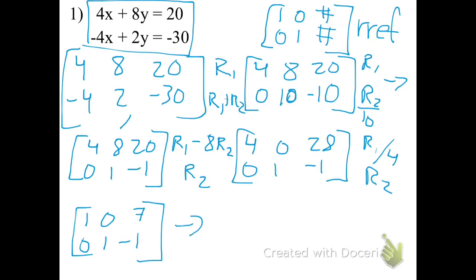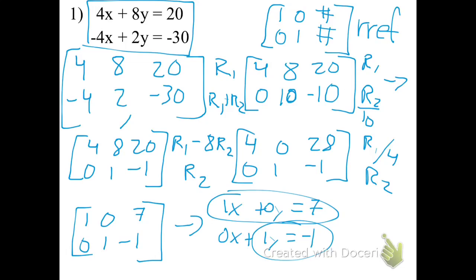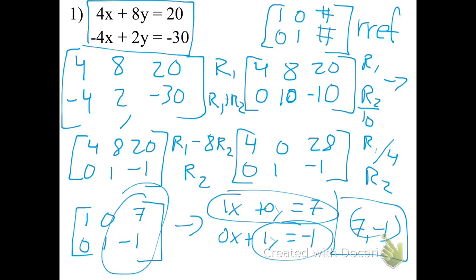And if you were to transform that back into your system, you'd get 1x plus 0y equals 7, and 0x plus 1y equals negative 1. So really, y is negative 1 and x is 7. So 7, negative 1, and you're done. Realize this column here, the end one, tells you what the answers are. And there's your first one.